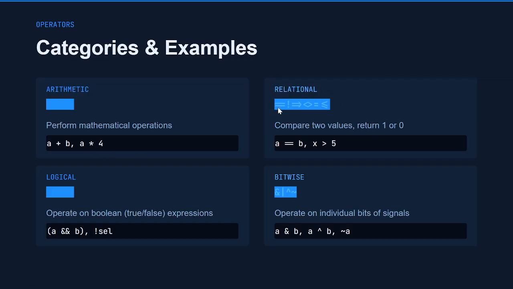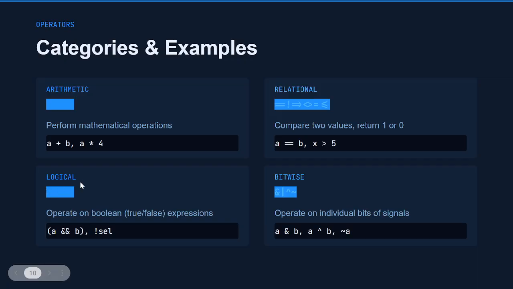What do relational operators do? Relational operators compare two values to return one or zero. See, I have an example: a is equal to b. If a equals b, it will return true. True means 1, or else false is equal to 0. If x is greater than 5, it will return true, or else false. Like that, the relational operator will work.